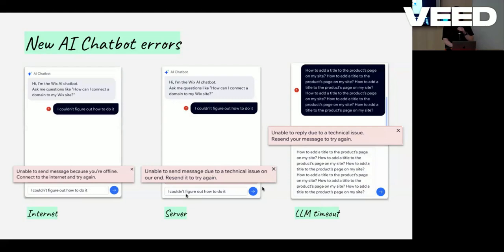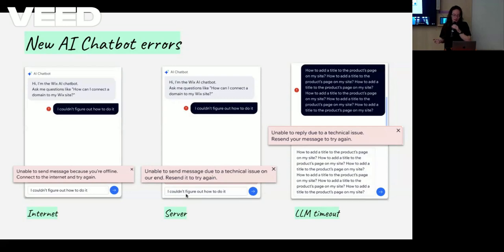The second one is a server issue. It's our favorite. A technical issue occurred. So, unable to send message due to a technical issue on our end. It was important to emphasize that it was not the user's problem. It's on Wix's side. Resend it to try again. So the best option was for them to just resend the message.